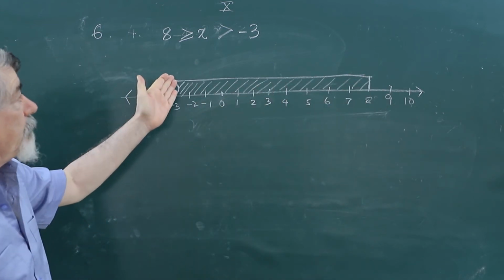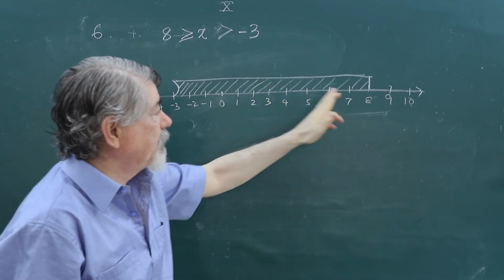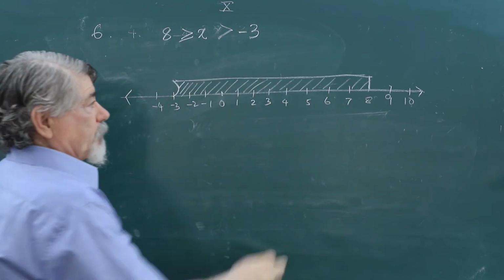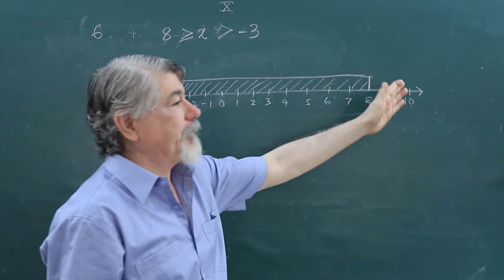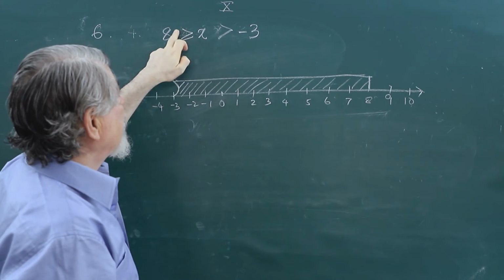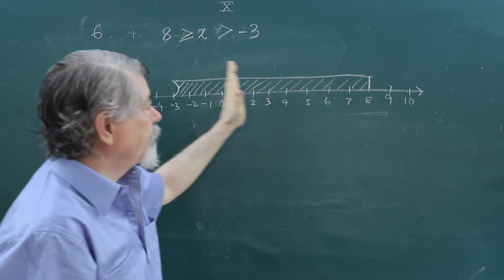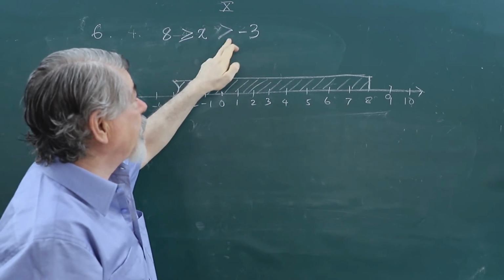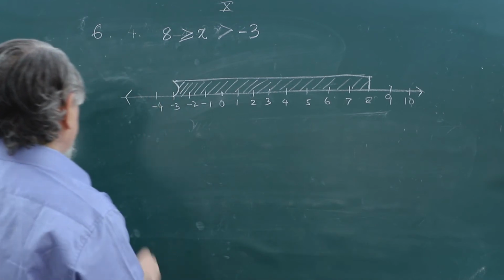X is greater than minus 3 and less than or equal to 8. It is less than or equal to 8, so we are going from 8 to this side, and less. We are not going above 8 because x is less than or equal to 8. And x is greater than minus 3, so from minus 3 we go to this side.